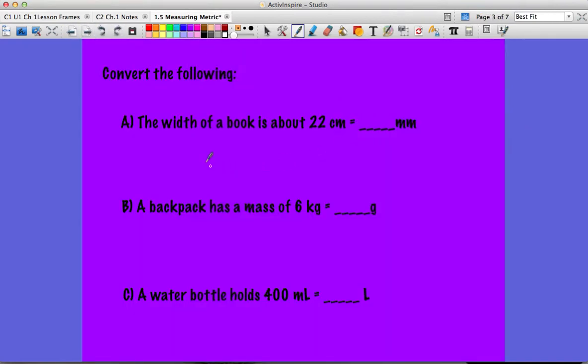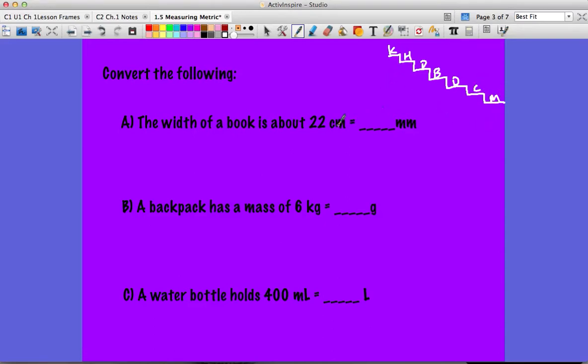Alright, so let's go ahead and try this. The width of a book is about 22 centimeters. How many millimeters is that? Well, you can draw your own set of stairs, and I'm always okay with you doing this. I'm not going to put it on a test or a quiz for you, but if you want to draw your own stairs and say, King Henry died by drinking chunky milk, you're more than welcome to. You can put in the letters too. That might help some of us.